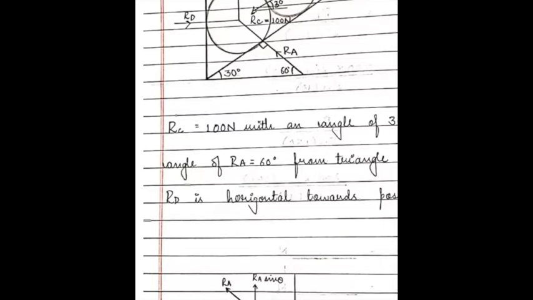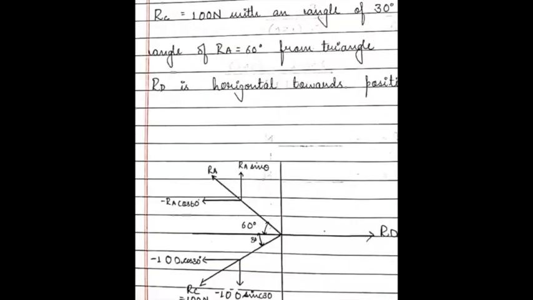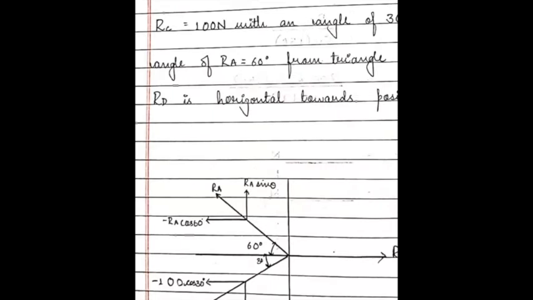The final figure looks like this. Please observe. This is your final figure. RD moving towards the positive x-axis, 200 Newton vertically downwards, and RA which is in your second quadrant, angle is 60 degrees, and RC which is in your third quadrant, whose answer is 100 Newton already substituted, and the angle is 30 degrees.